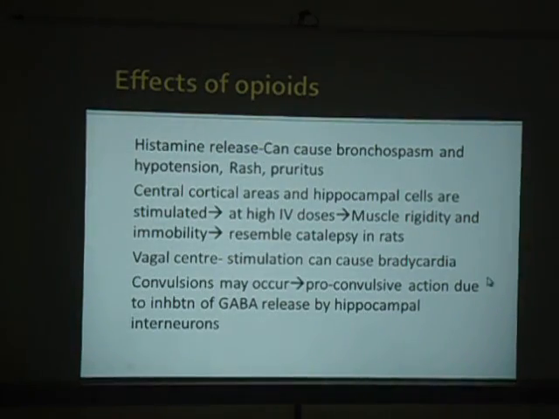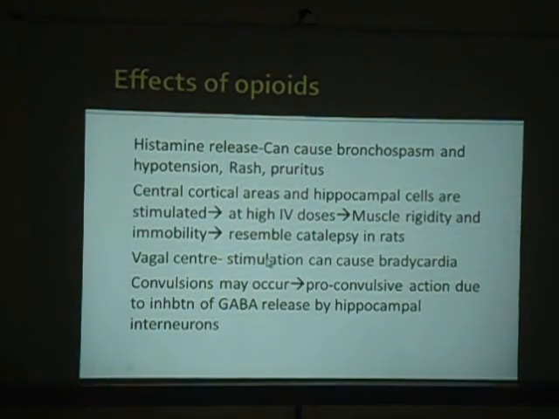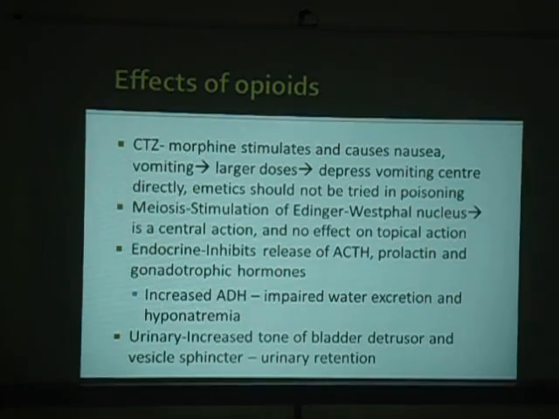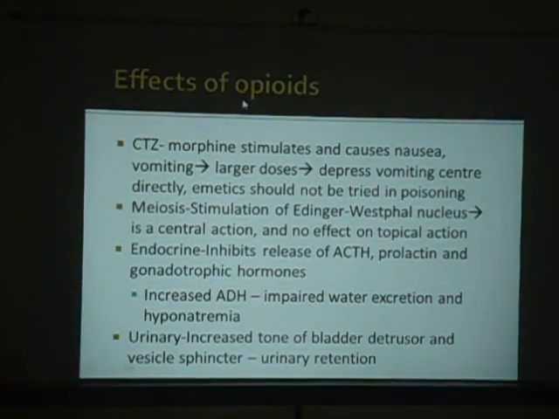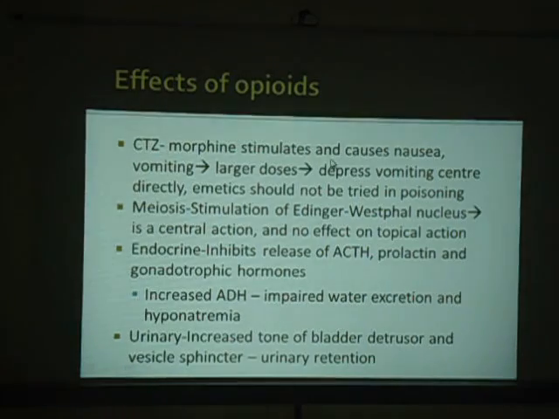Okay, here what is happening? The procholinergic action is due to inhibition of the GABA as an inhibitory. Inhibition of this inhibitory effect can trigger the hippocampal interneurons, can cause epilepsy. So CTZ is the center which monitors our vomiting. Okay, so morphine can stimulate nausea and vomiting and depress the vomiting center directly. So both in morphine abuse or withdrawal we can see this nausea and vomiting.